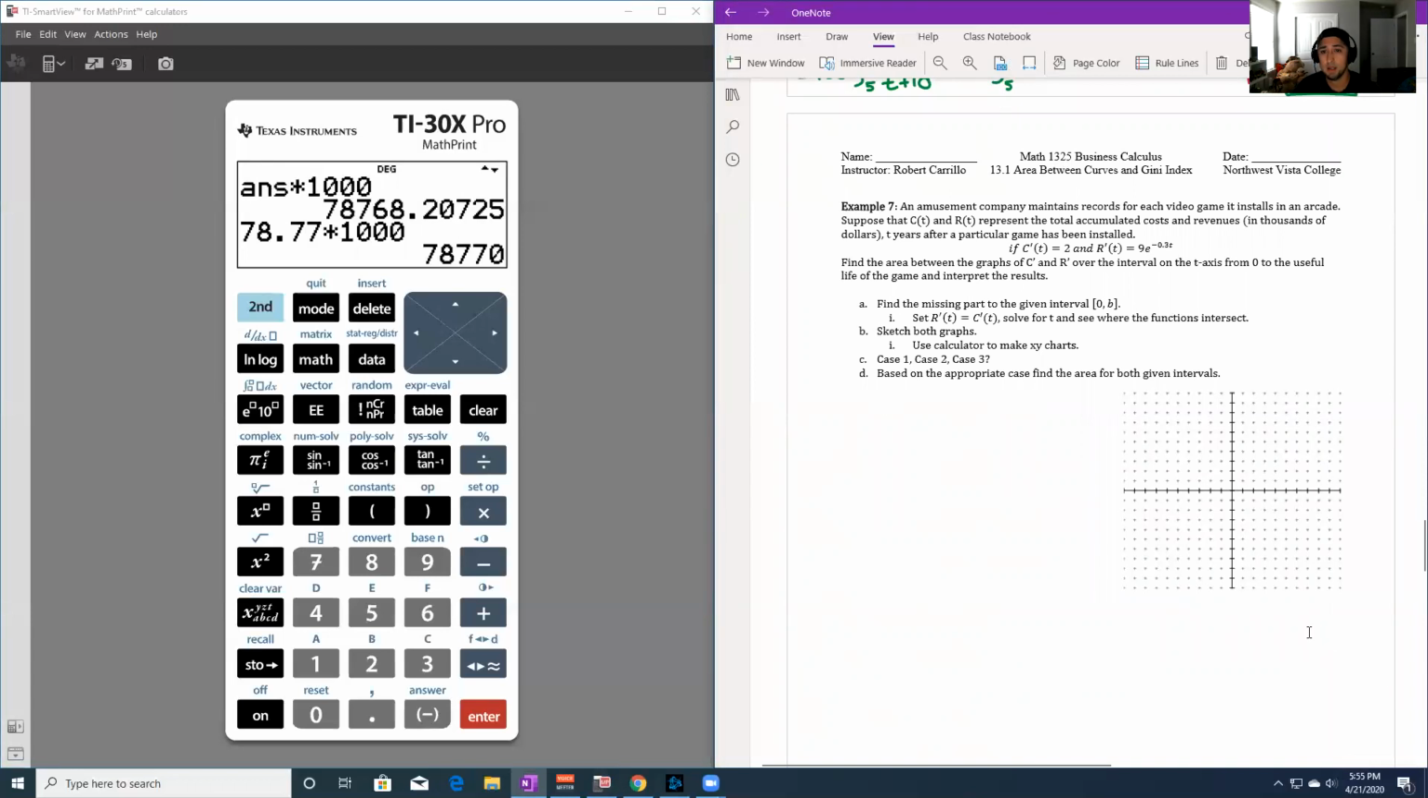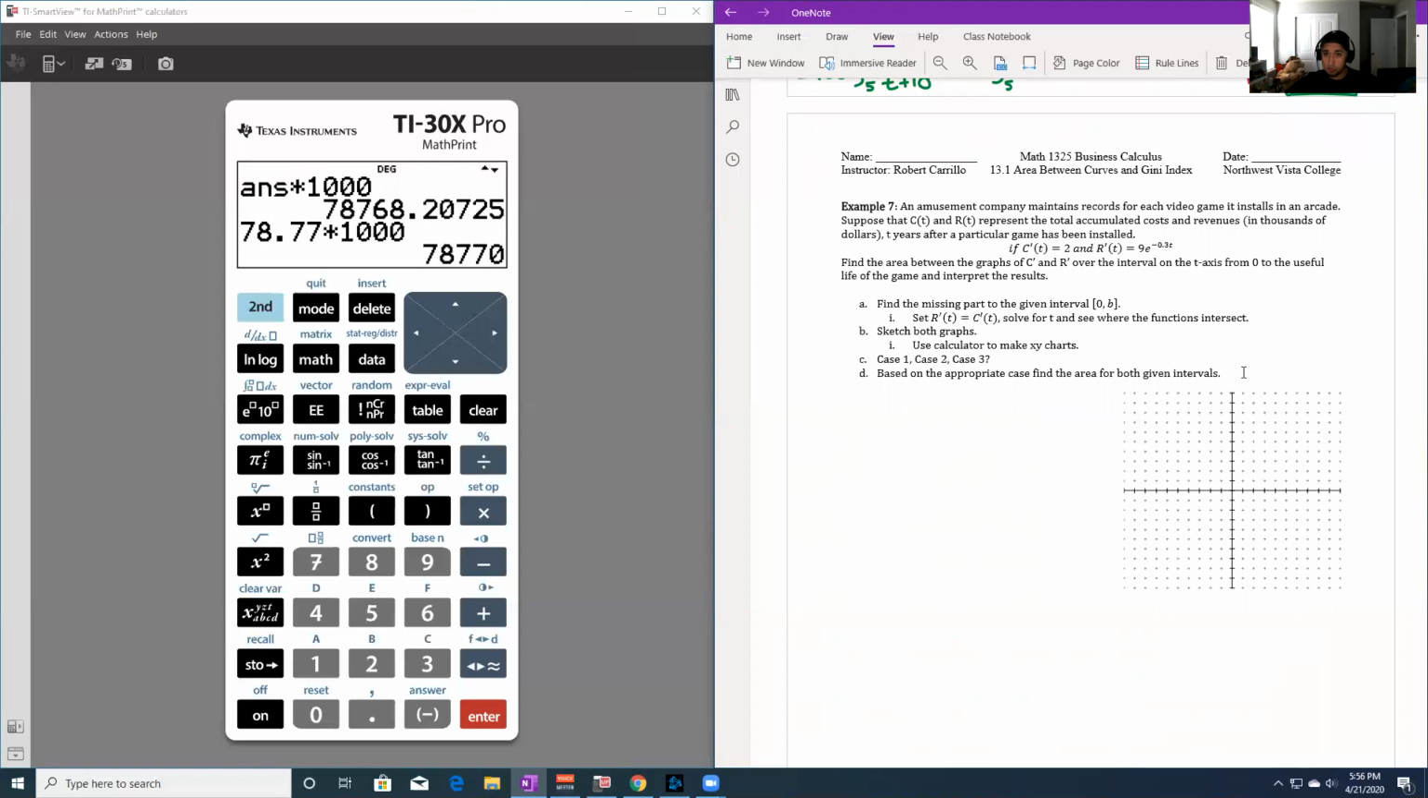Okay, so first thing we want to do is find the missing part to the given interval, because we want to know how many years this game was useful, so it can't be 0 to infinity. We actually have to find an endpoint for this. So to find the endpoint for this time period, we're going to take R prime of T, set it equal to C prime of T, and solve for T.